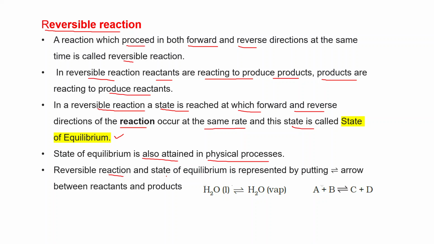A reversible reaction and the state of equilibrium are represented by putting this type of arrow between reactants and products. For example, this represents the equilibrium between liquid water and water in the form of vapors. In the same way, if we assume one hypothetical reaction where A and B reactants convert into C and D products, then if there is equilibrium, this sign represents the state of equilibrium and also the reversible reaction.